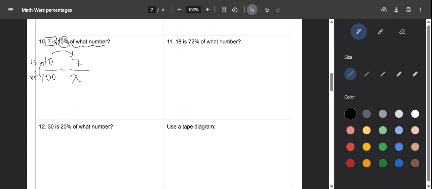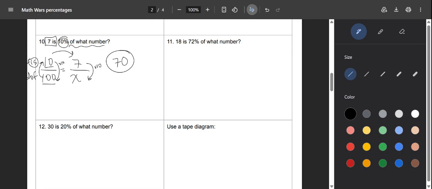For me, going whole to part is a little bit easier because I know that 100 to 10, I just divide by 10, right? To go from 10 to 100, I multiply by 10. So if I'm going from part to the whole amount, I'm going to multiply by 10. 7 times 10 is 70, so that is my final answer.